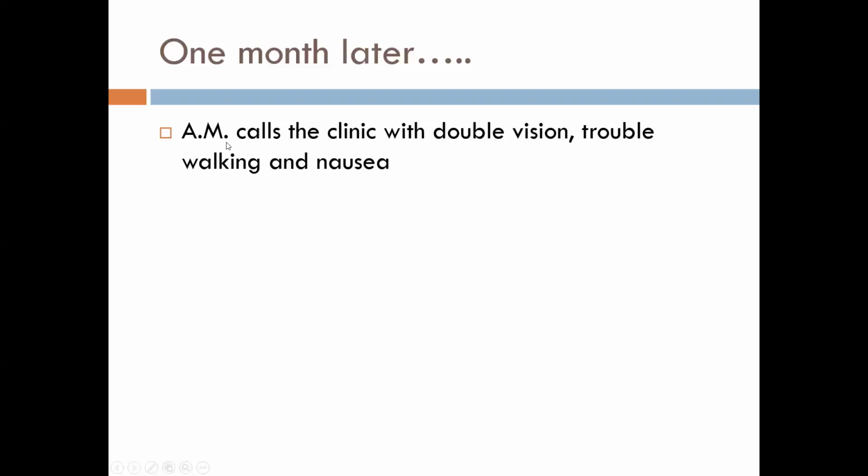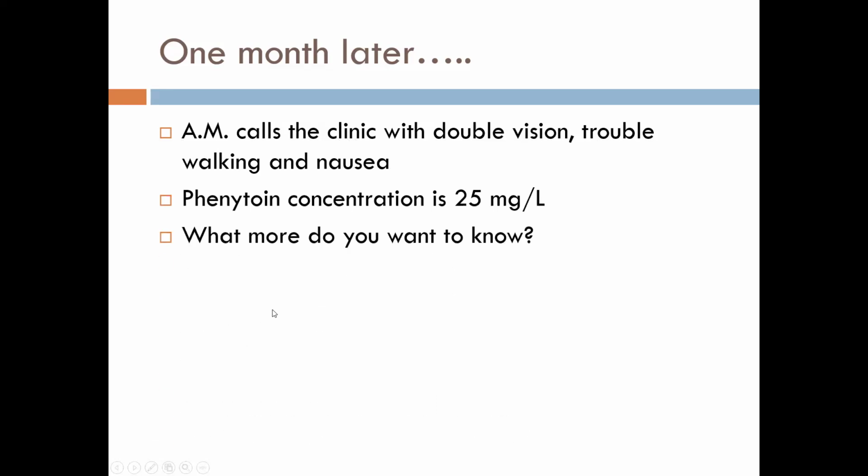So the patient calls, didn't get their level in 48 hours, I guess, and called the clinic with double vision, trouble walking, and nausea. So these are all symptoms of overdose. So they probably have a higher concentration than what we want. So it's probably over 20 milligrams per liter or in that neighborhood. So they get a concentration and it's 25 milligrams per liter.